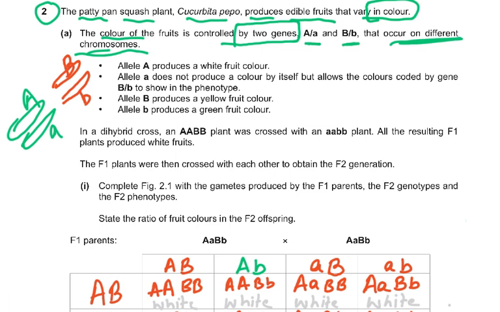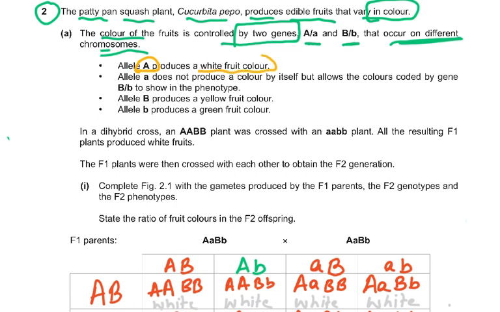So this is what we have to say is controlled by two genes that occur on different chromosomes. You've got to understand what it means when they say different chromosomes. That means it's going to show independent assortment. Okay, then let's look at the rest of the question. It says allele big A, so let's give it a color. Big A produces white fruit color. So what will the white plants be? White plants will all be big A big A, or big A small a.